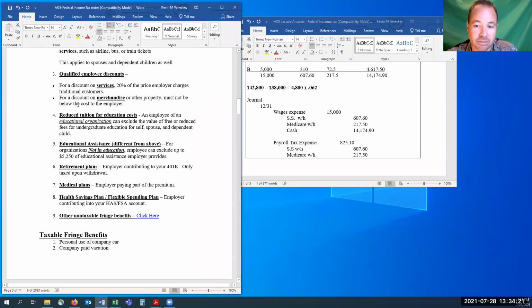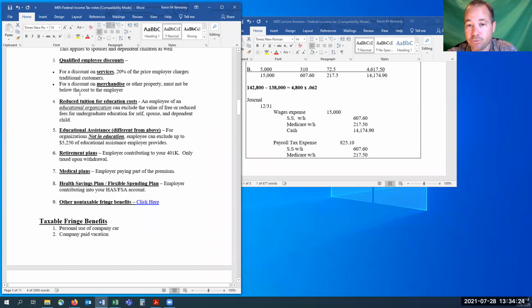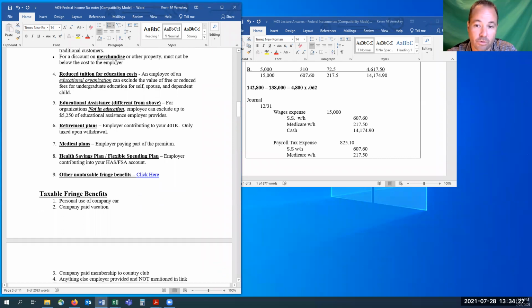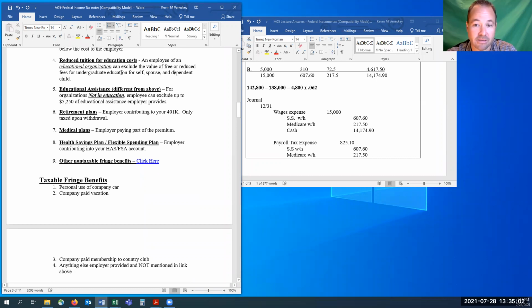Employees can get a discount, and you can read through here on what they're allowed up to and to be tax-free. The reduced tuition cost for education. So an employee of an educational organization can a lot of times, if they're a full-time employee, get a considerable discount, if not completely the tuition waived. And the employee is allowed to not include that, not only for themselves, but spouses and dependents. So that's a nice perk of working at a college or a university, especially a high priced one, a private university, for example. That's a nice benefit.